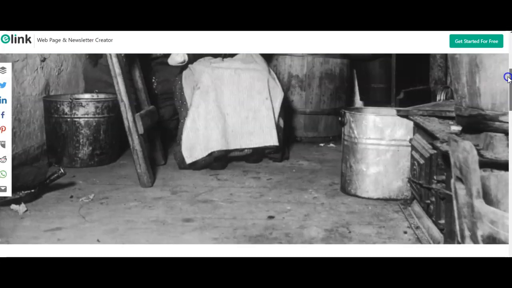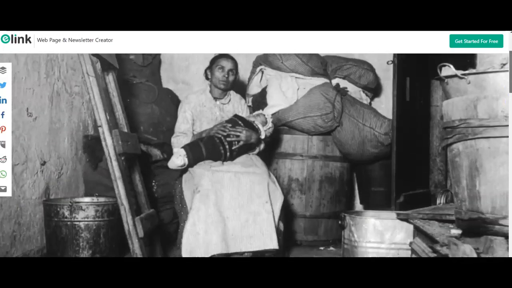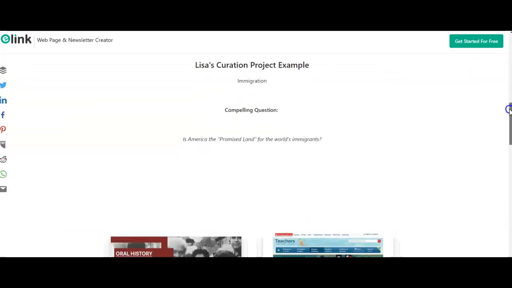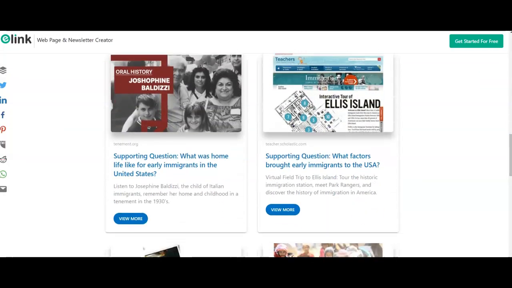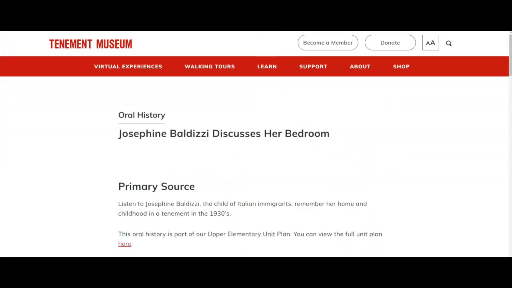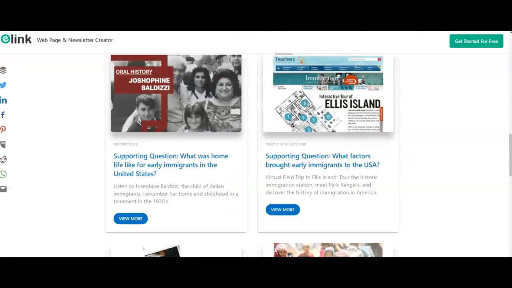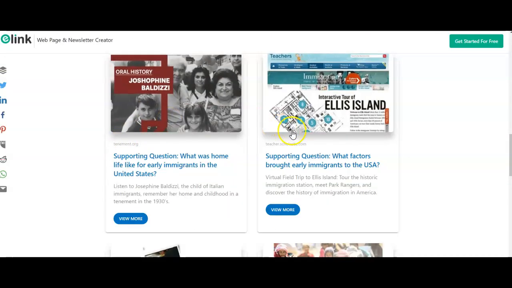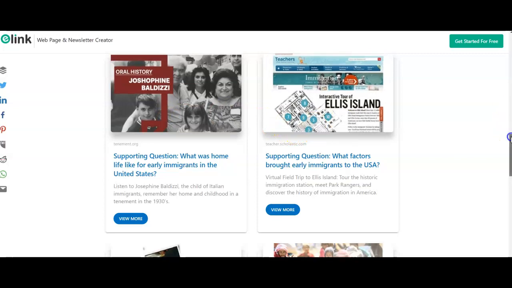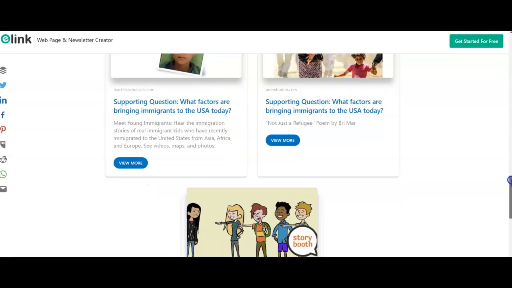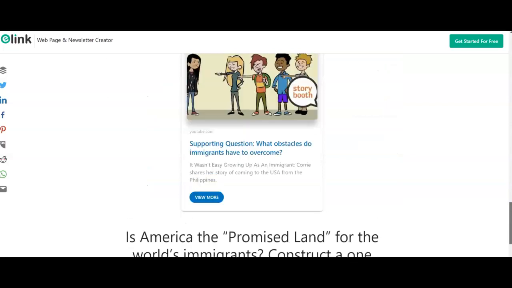This should look familiar to you. This was my example. So we would look through it. We would look at the compelling question. We would actually go and look at each source. So some of it might be videos, some of it might be audio. There might be a website, a variety of different resources that are chosen.